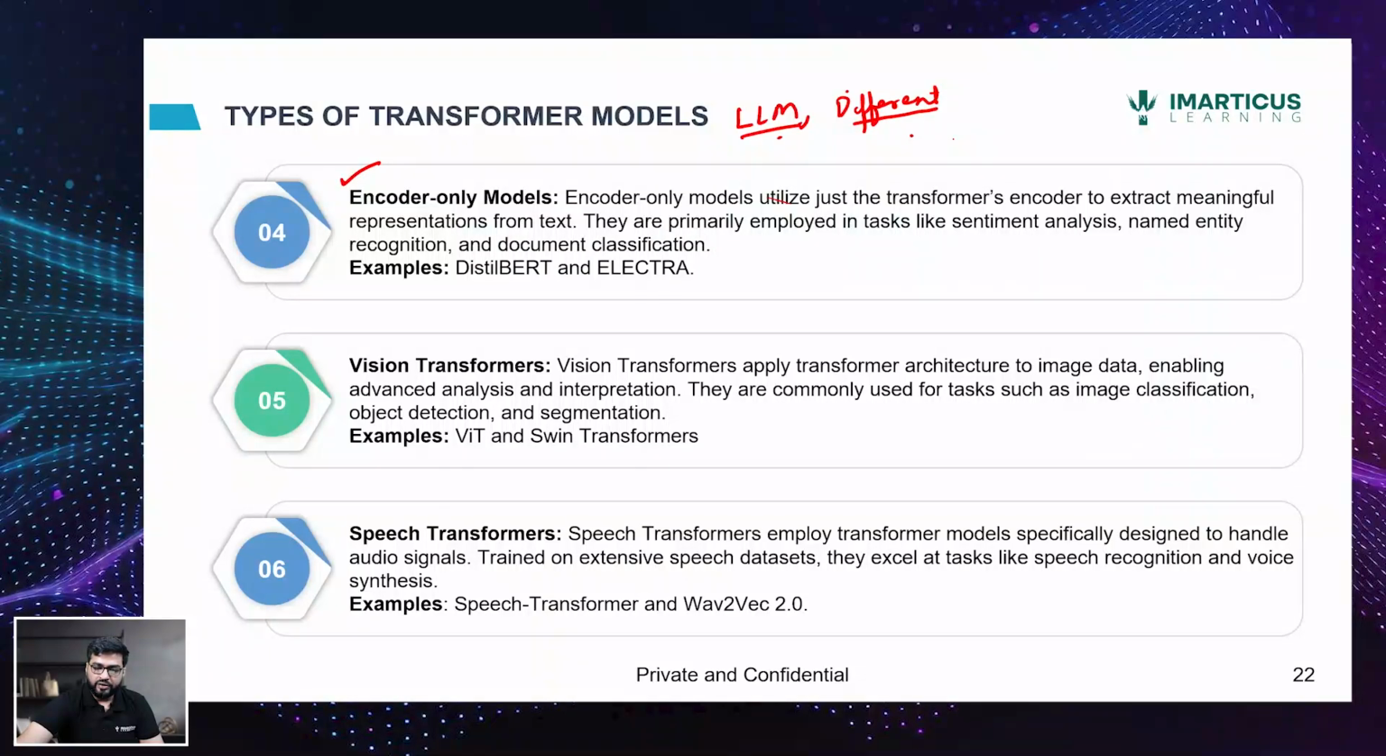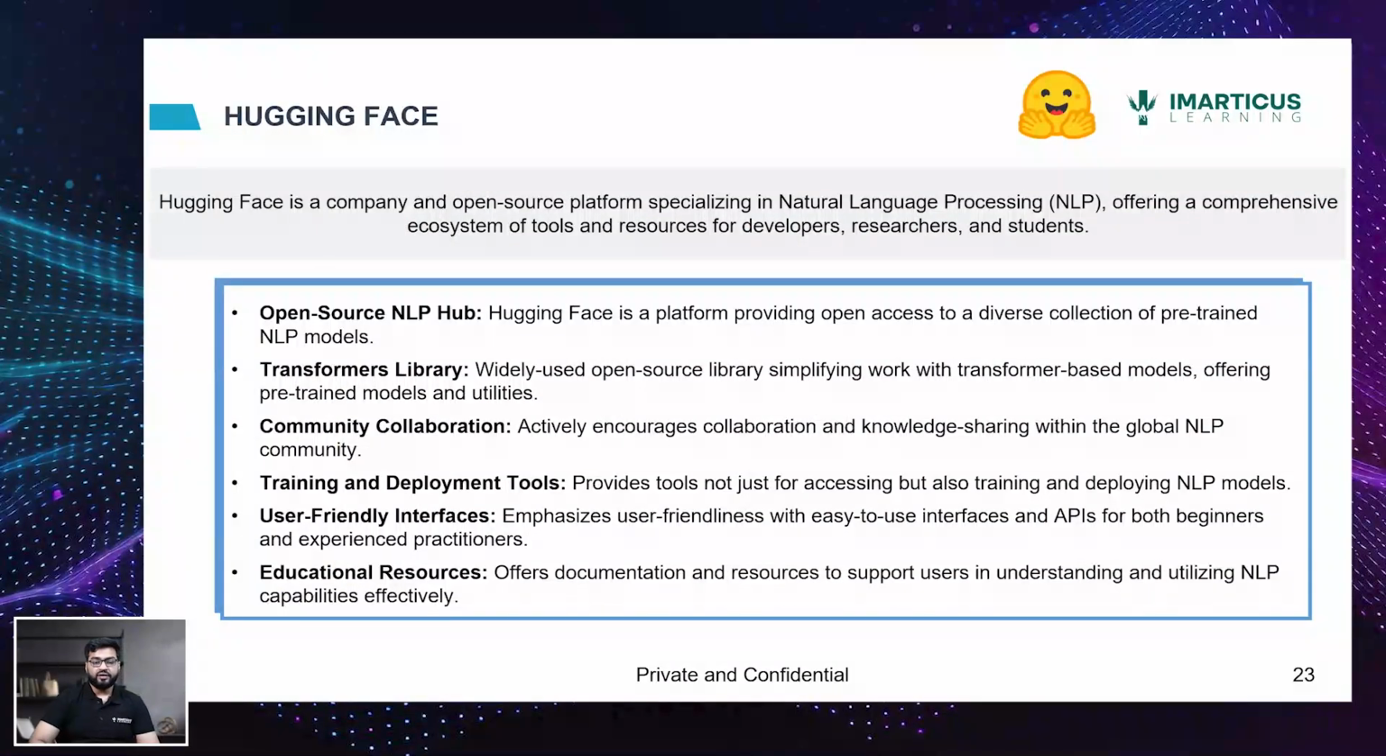So here we discussed what LLMs are and what the different kinds of LLMs are. Now, moving on to the next topic, how do we get these LLMs? Because there are definitely many LLMs available. To get all these large language models, we have a website called Hugging Face. Hugging Face is a company and open source platform specializing in NLP, computer vision, that is Gen AI tools, offering a comprehensive ecosystem of tools and resources for developers, researchers, and students.